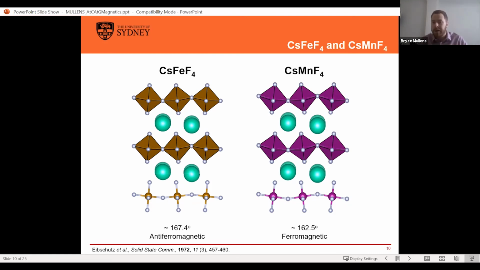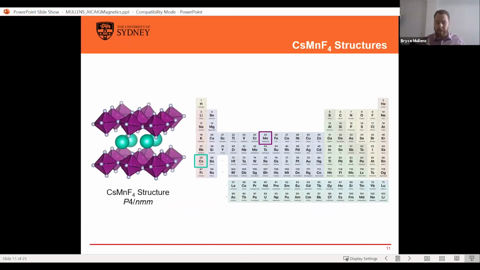We can also see this by changing the A site. If we change cesium for something like rubidium in rubidium manganese fluoride, this also changes our ordering. And this is really important because it gives us a rich framework in which we can explore two-dimensional magnetism, which is really important for things like topological materials, and it's also great for potential applications in spintronic devices, which I'll get into right at the end.